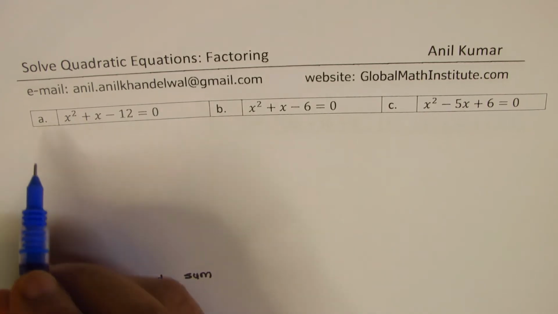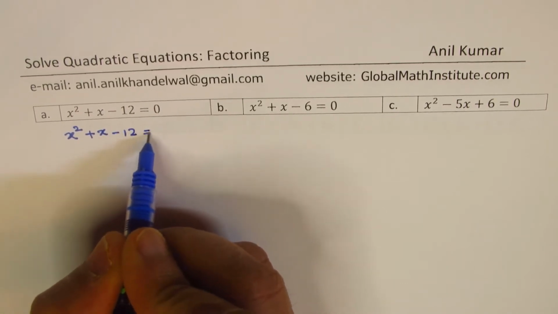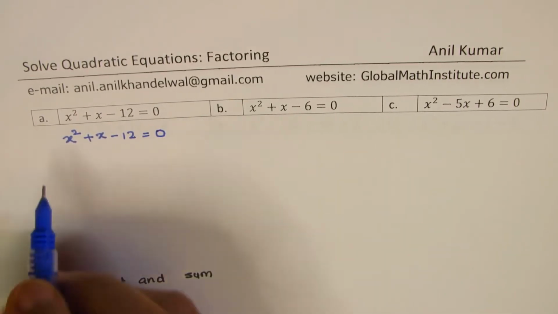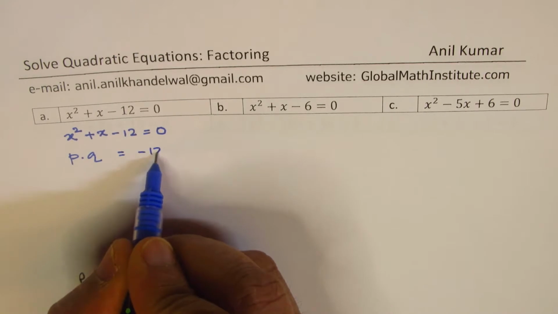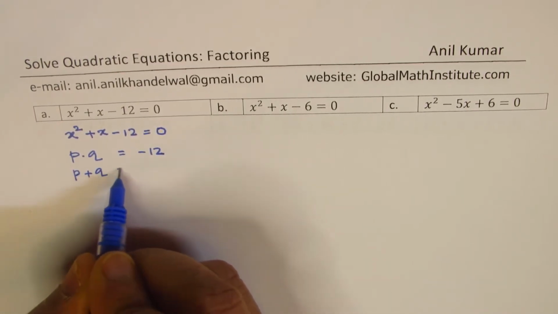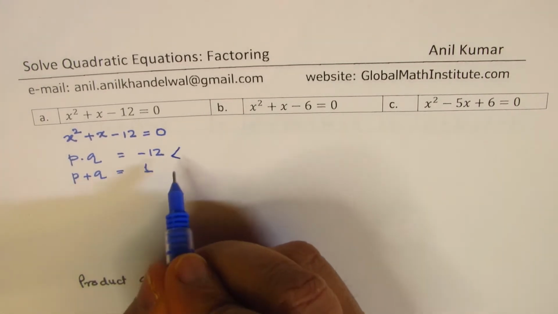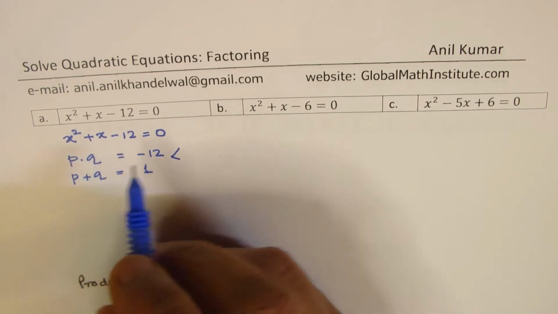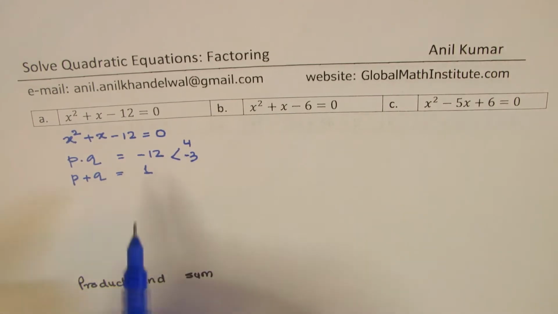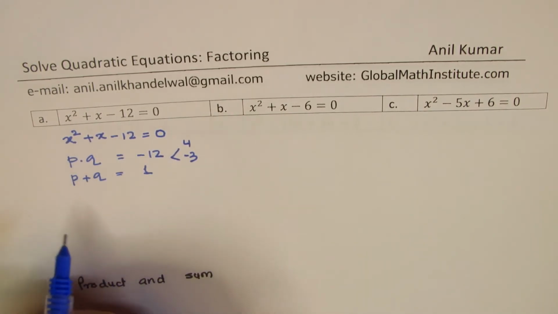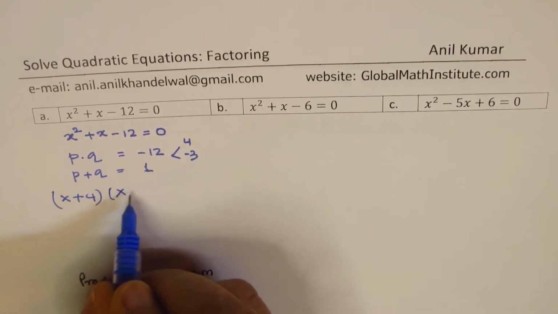So we have x squared plus x minus 12. We're looking for two numbers, let us say p and q, whose product is minus 12, and the sum of these two numbers is 1, the coefficient of x. Well, the two numbers could be 4 and 3. Since we need a positive sum, 4 will be positive, 3 will be negative. And therefore, we can write the given trinomial as x plus 4 times x minus 3, right?